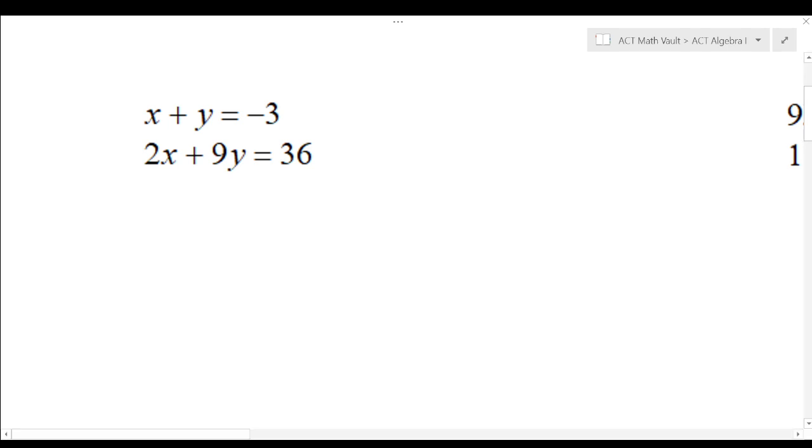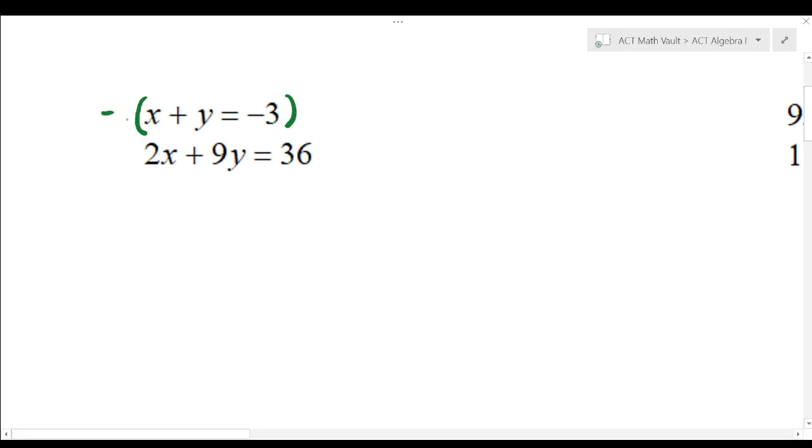So when I'm looking at this problem, I'm thinking, okay, I need to eliminate one of the variables, x or y, so that I can just focus on solving for one of them at a time. So what I'm thinking is, I could either get my x's to match in both equations, or I could get my y's to match. Let's pick y's. And I can multiply the whole equation by a number in order to get the coefficients in front of the y's to match. So let's do that.